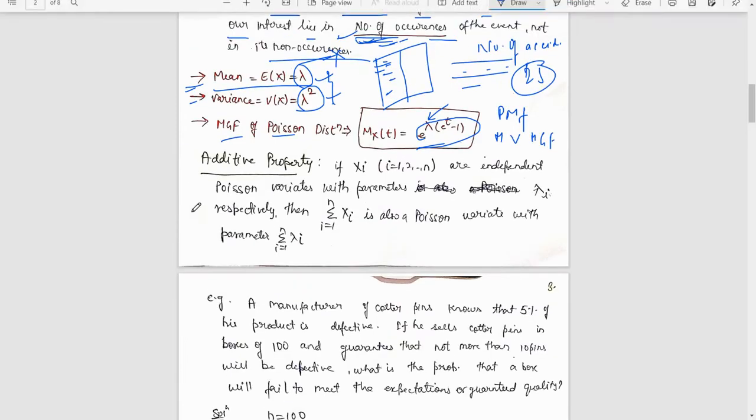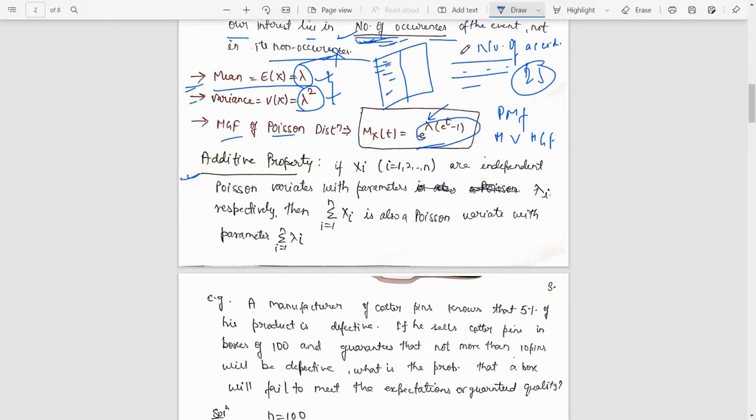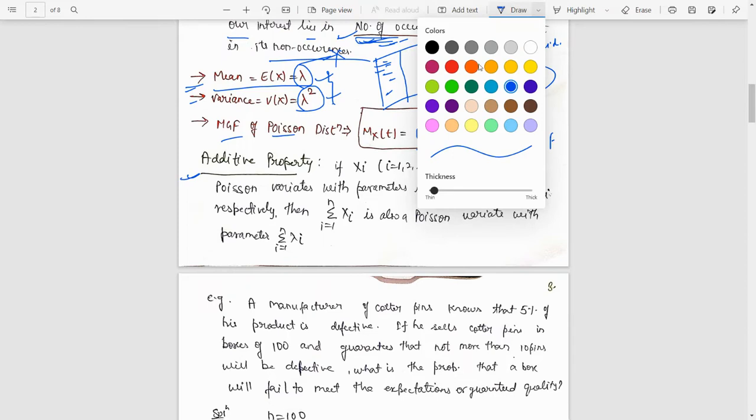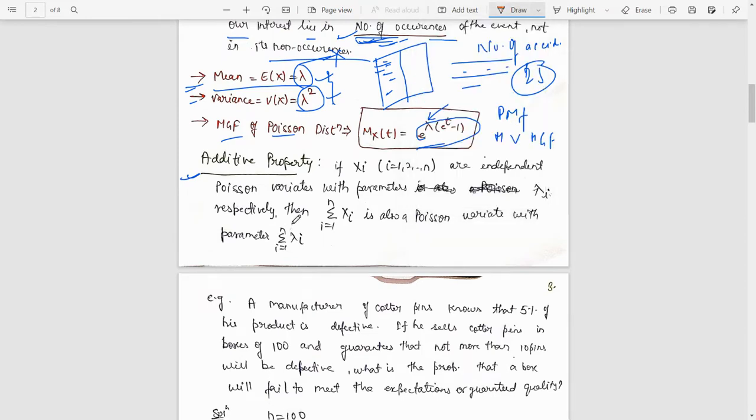Okay, we'll see some questions, but let's just talk about the additive property of the Poisson random variable. In the additive property, we say that if Xi, with i from 1 to n, are n independent Poisson variates, independent Poisson variates. These things should be kept in mind.